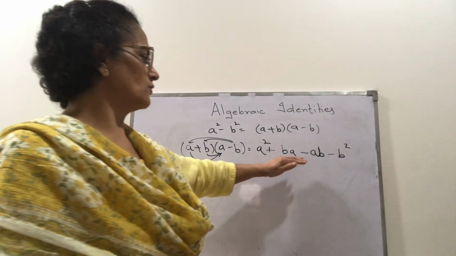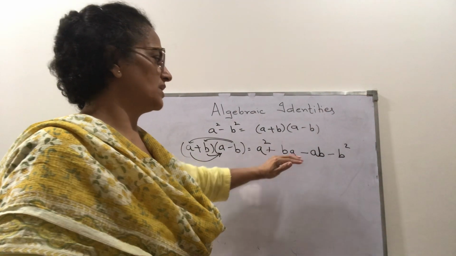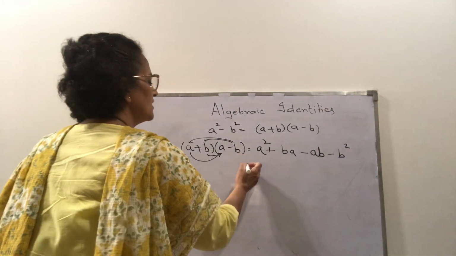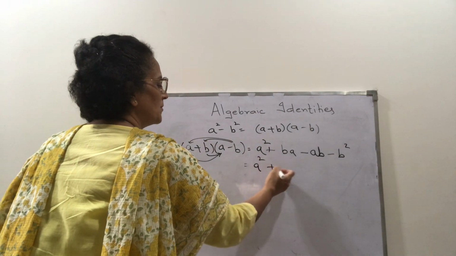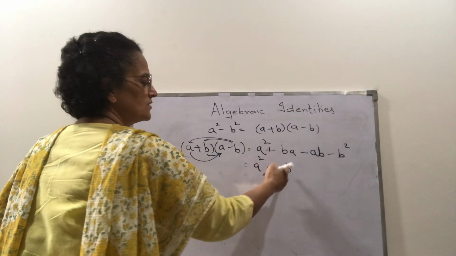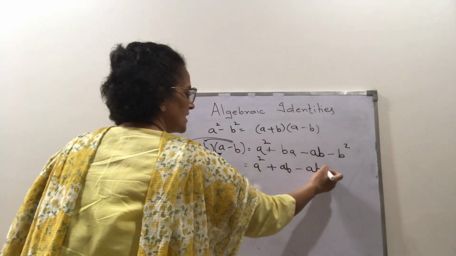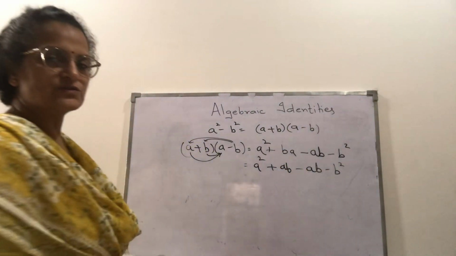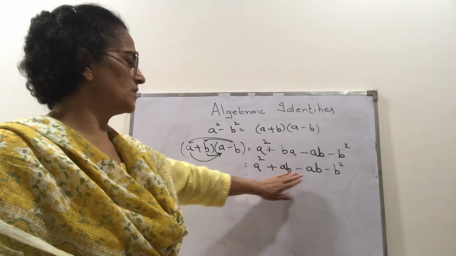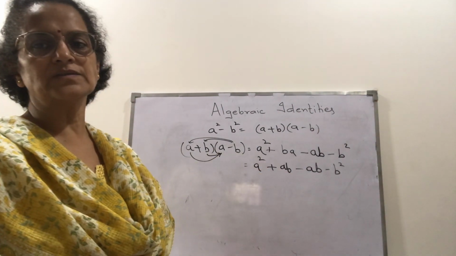Now commutative law says ab and ba are the same, so we can write a square plus ab. Ba is equal to ab, so I am writing ab for ba, minus ab minus b square. Now plus ab minus ab is 0.